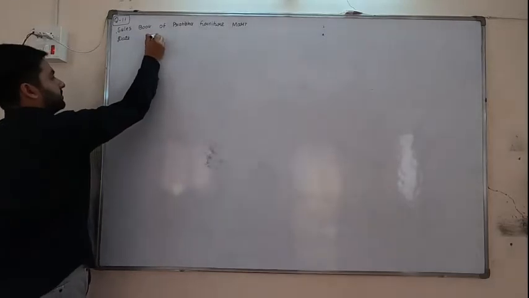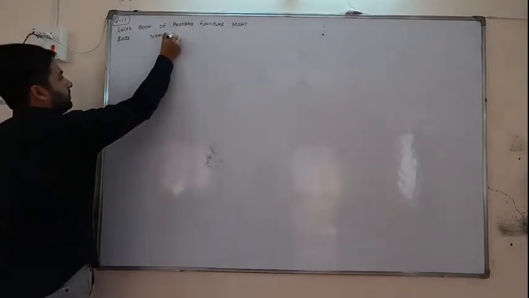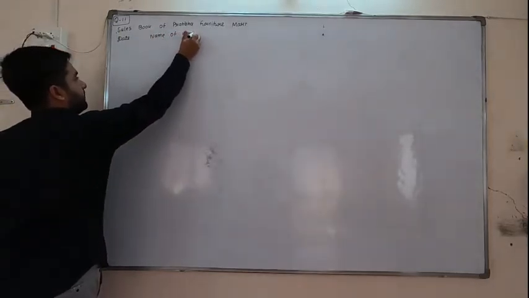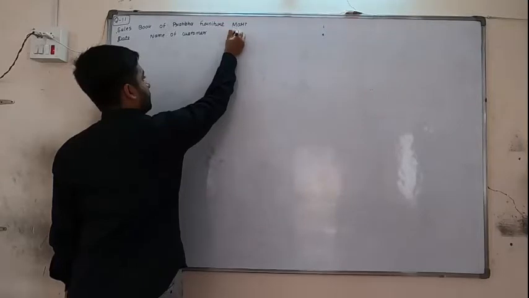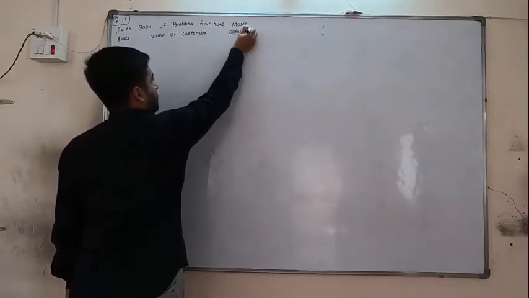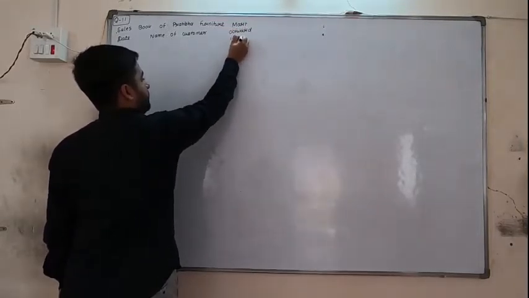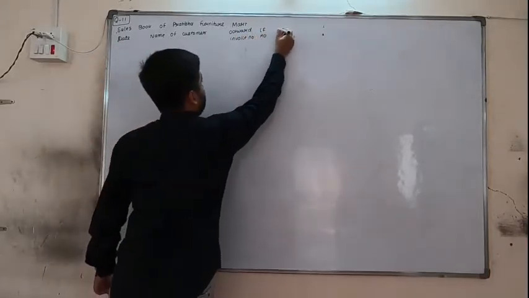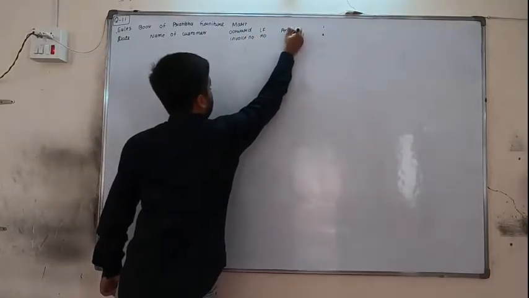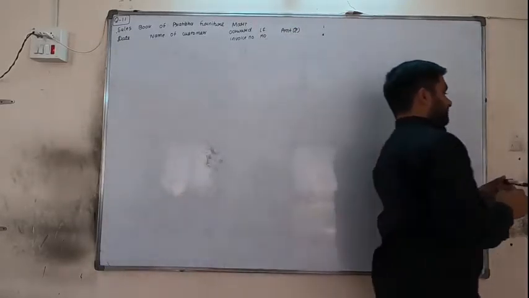Date, name of customer, outward invoice number, LF number, amount in rupees. Again draw it for 7 times.